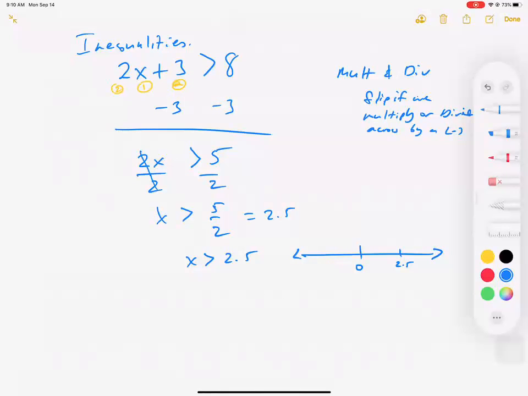And is this going to be a hollow or a solid? Okay, x is greater than, not greater than or equal to. It's going to be a hollow, super important to catch. And x is greater than, so this is bigger than 2.5. So bigger than 2.5 is to the right. So we draw an arrow to the right.